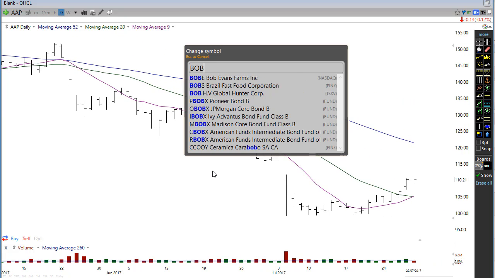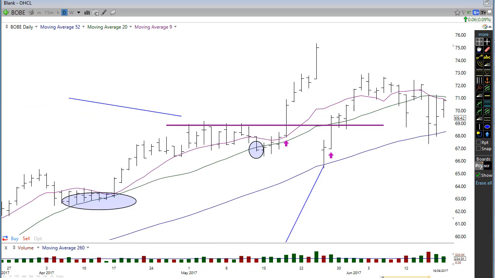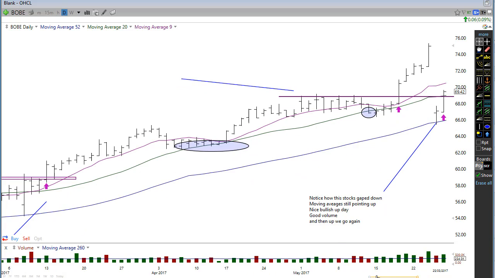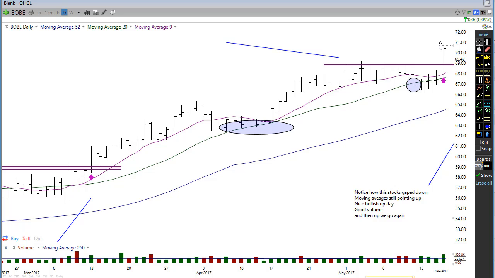I'll show you another setup here. This one here was BOBE. I will show you this one right here. So this one here was actually right here. This one was actually quite lucky. I got into here, right there on the breakout. Look at the moving averages, all pointing up, all separated. Obviously, we have the overall trend up.